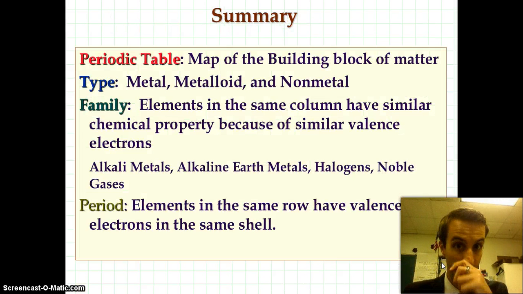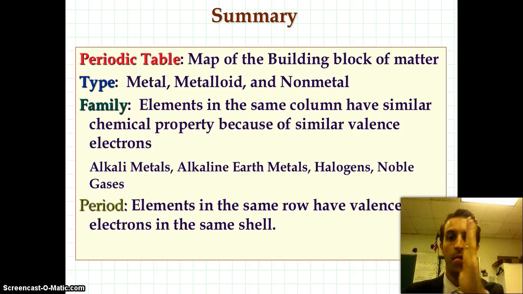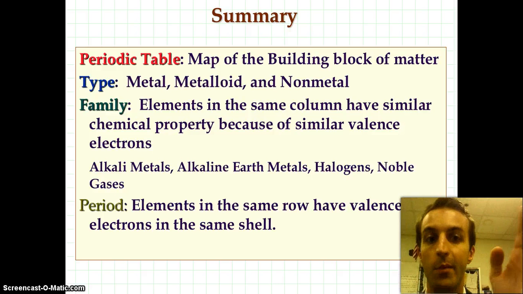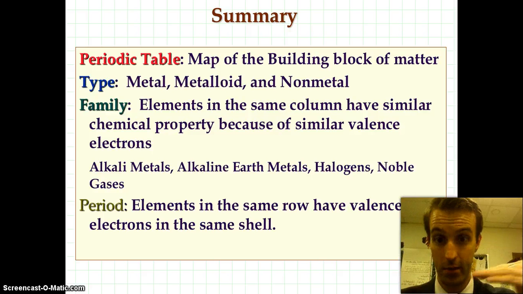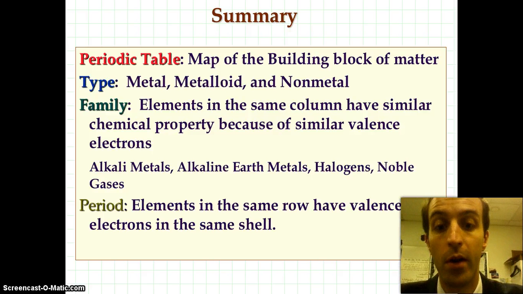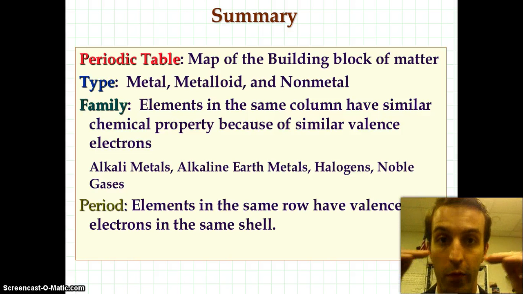All right, in summary, the periodic table is just a map of all the building blocks of matter, all the atoms out there. You have 3 kinds: metals, nonmetals, and metalloids. If you're in the same column, you have the same number of valence electrons. If you're in the same period, you have the same number of valence electron shells. You have the same number of energy shells.